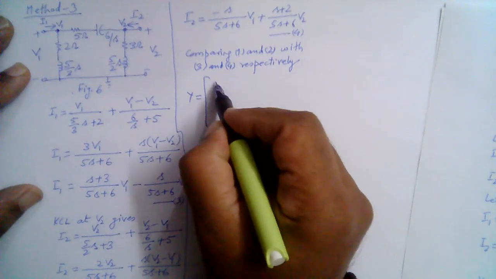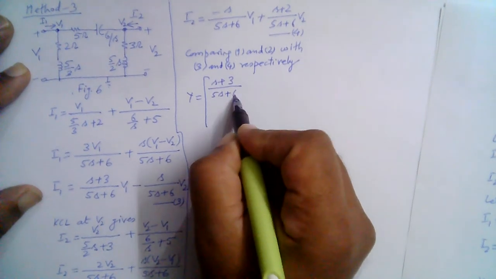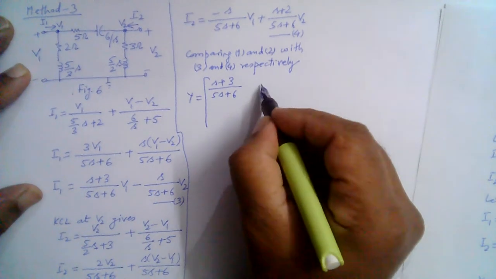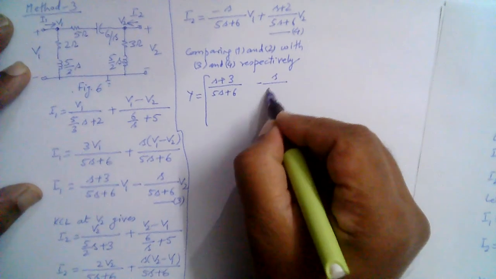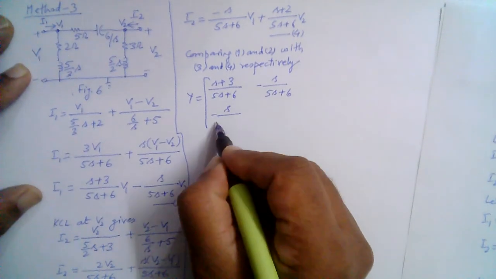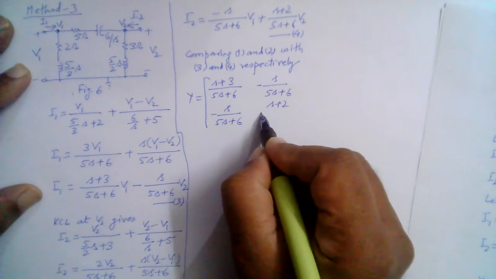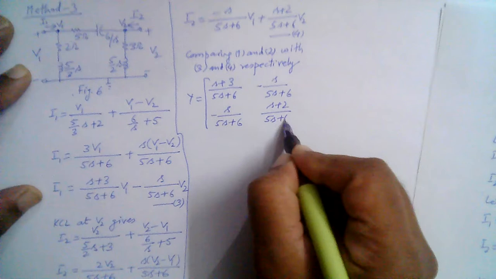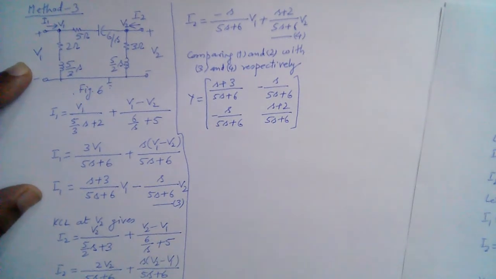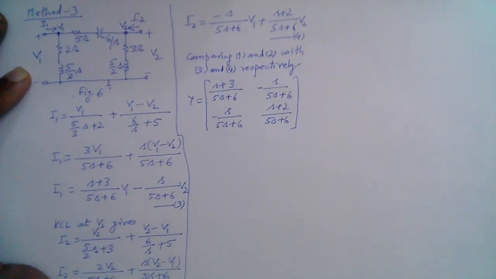So this is (s+3)/(5s+6), and then minus s/(5s+6), again minus s/(5s+6), and (s+2)/(5s+6). So we have found out the impedance parameters by yet another method, and there is another method also.